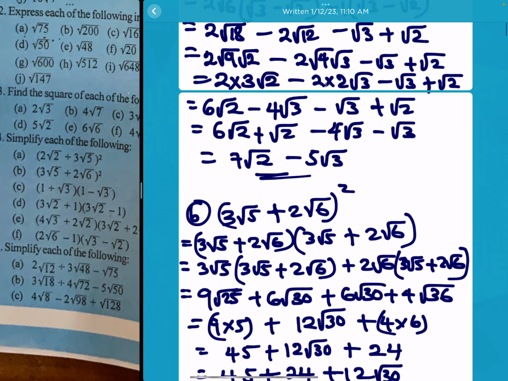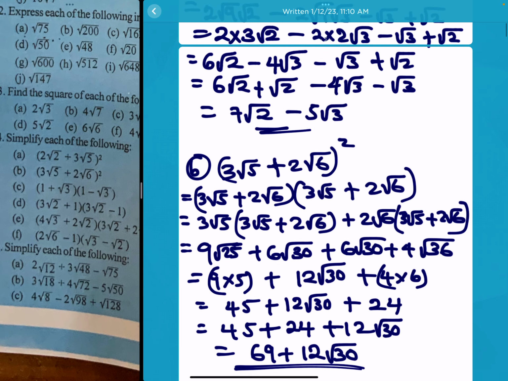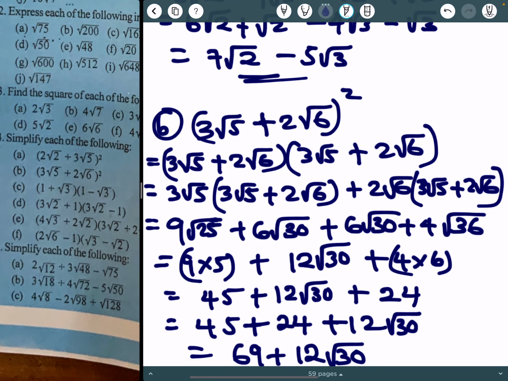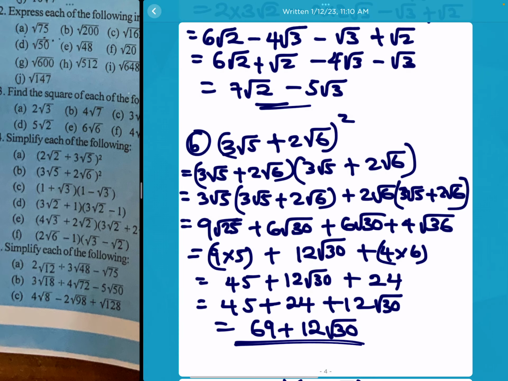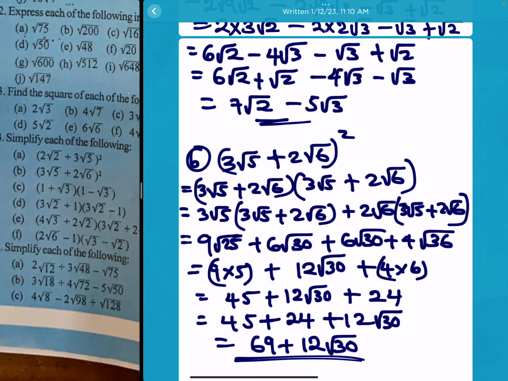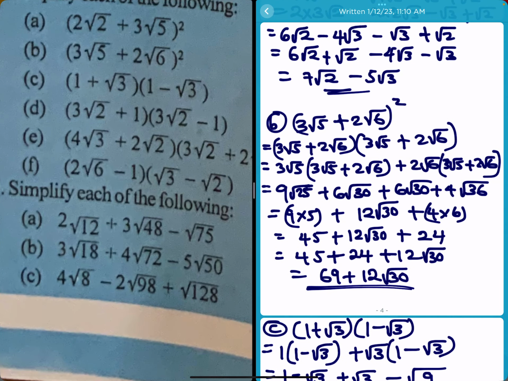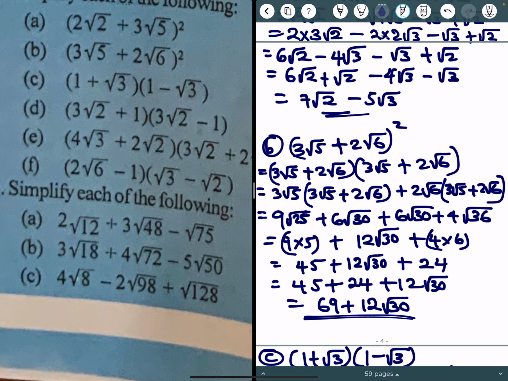2 times 3 is 6. This gives 6 root 2. This gives us 6 root 2 minus 4 root 3. That gives you what? 6 root 2 minus 4 root 3 minus root 3 plus root 2. 2 times 3. That's how you got 6 root 2.